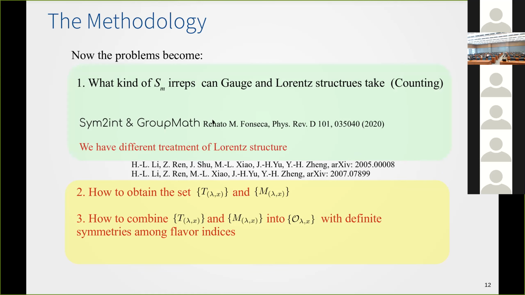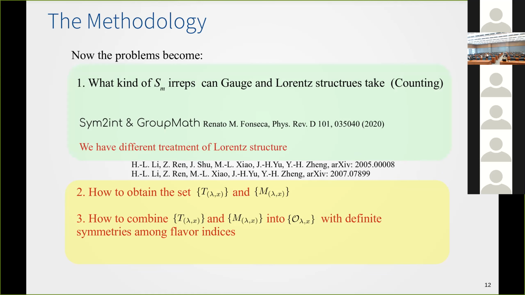From the above analysis, now the problem is converting to finding the combination of the permutation symmetry of the gauge and Lorentz structure. To do this, you need to take 3 steps.